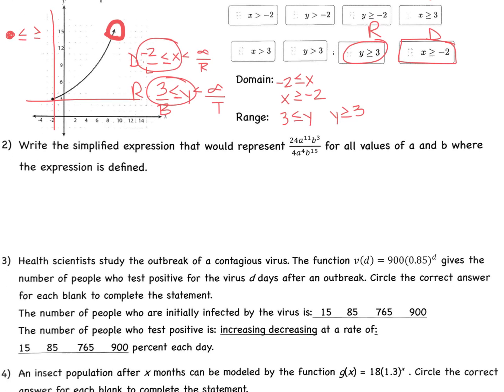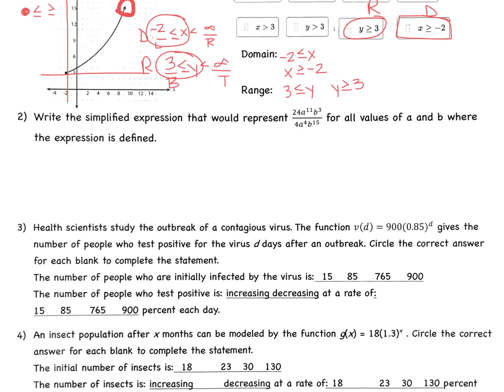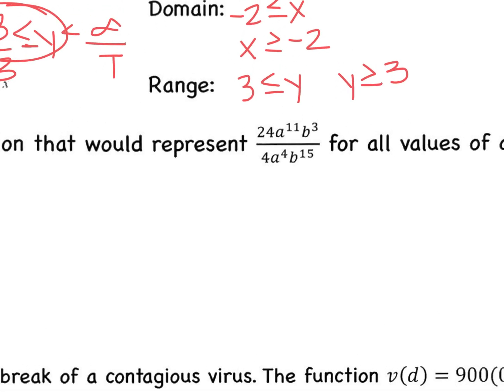Number 2 talks about writing a simplified expression that would represent 24a to the 11, b to the 3rd, all over 4a to the 4th, b to the 15th. So remember, we don't have to distribute. We don't need to put any extra ones. Regular numbers, regular math. So this is just going to be 24 divided by 4, which is 6.